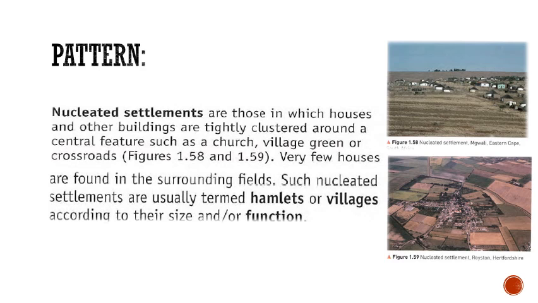Nucleated settlements are those in which houses and other buildings are tightly clustered around a central feature, such as a church, village green, or crossroad. Picture number 1.58 and 1.59. Very few houses are found in the surrounding fields. Nucleated settlements are usually termed hamlets or villages according to their size or according to their functions.